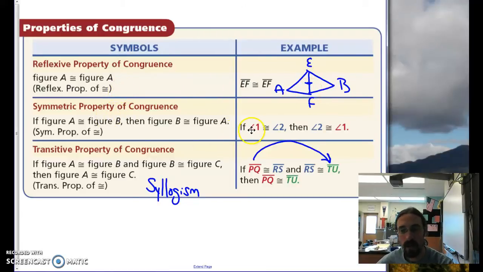Symmetric property, angle 1 congruent to 2, 2 congruent to 3. And transitive really is this idea of syllogism. So, if one angle or segment is congruent to another, and that one is congruent to a third, well then of course the first is congruent to the third. So take a moment to get this table into your notes. This is on page, how about 106.